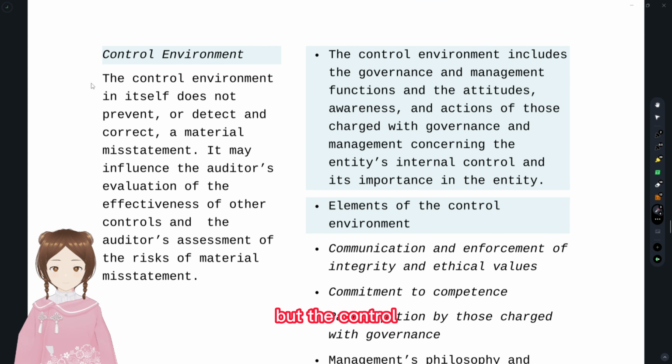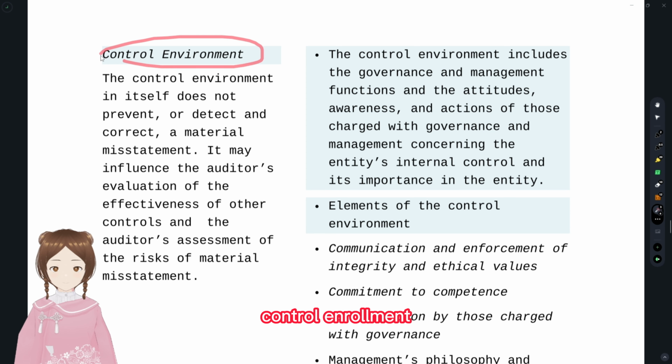But the control environment in itself does not prevent or detect or correct a material misstatement. This was asked 2 to 3 times in the MCQ booklet, which we have discussed there. You can check out the videos there. It may influence the auditor's evaluation of effectiveness of other controls and the auditor's assessment of risk of material misstatement.